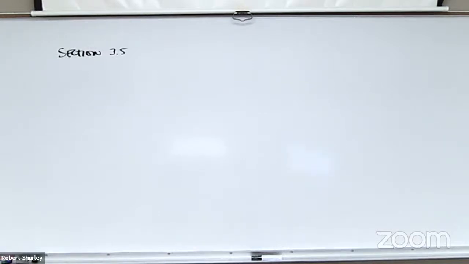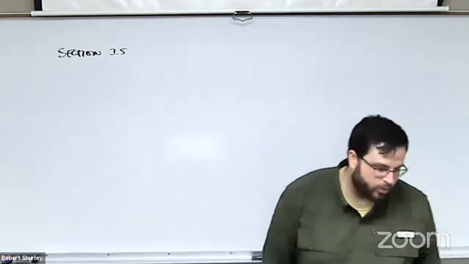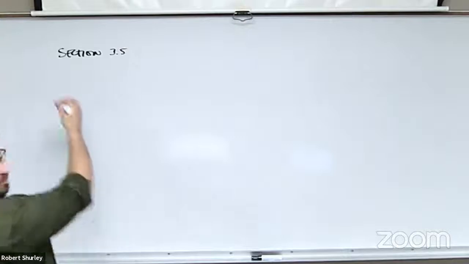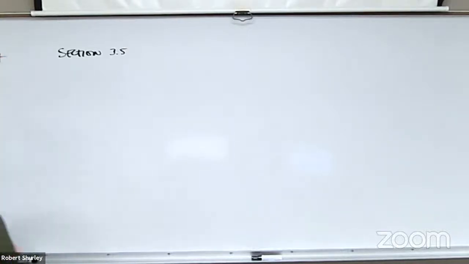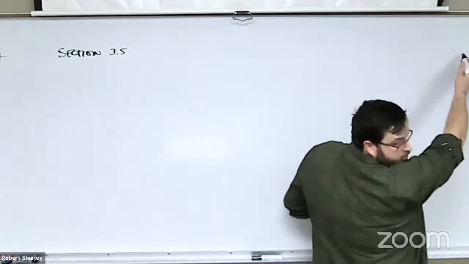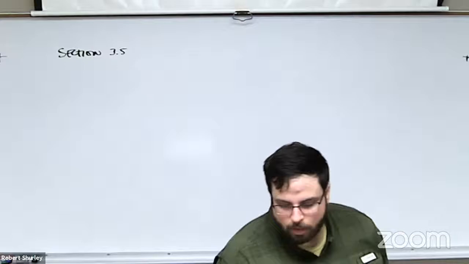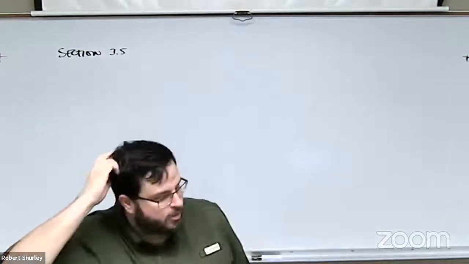Great. Okay, so today we are going to be going over section 3.5. Let me kind of make endpoints on this. About right there, and then about right there. Okay, so we're going to go over section 3.5, which is on rational functions.